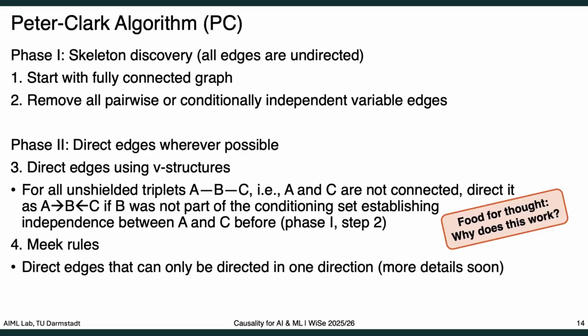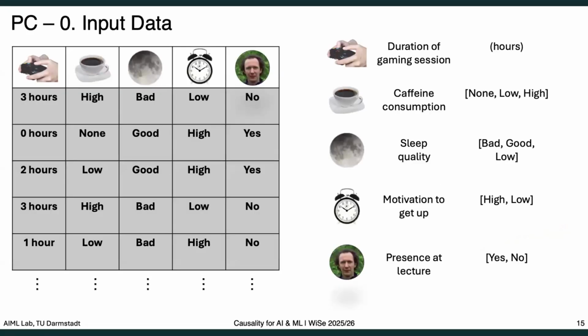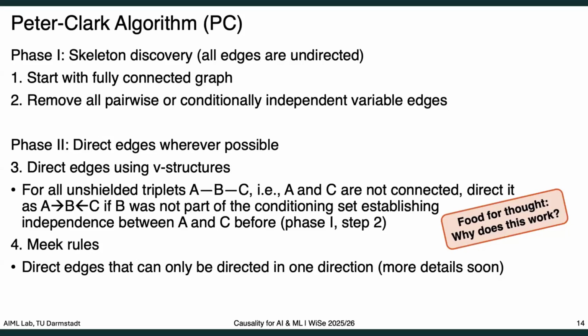That's the name for a set of rules that direct edges where we, from other logic, for example acyclicity, can infer that only one direction is possible. I'll have an example, and then feel free to ask questions. What do you mean by unshielded? Unshielded means that there's no edge between A and C. If there was an edge between A and C as well, this would also be a triplet, but it wouldn't be unshielded.